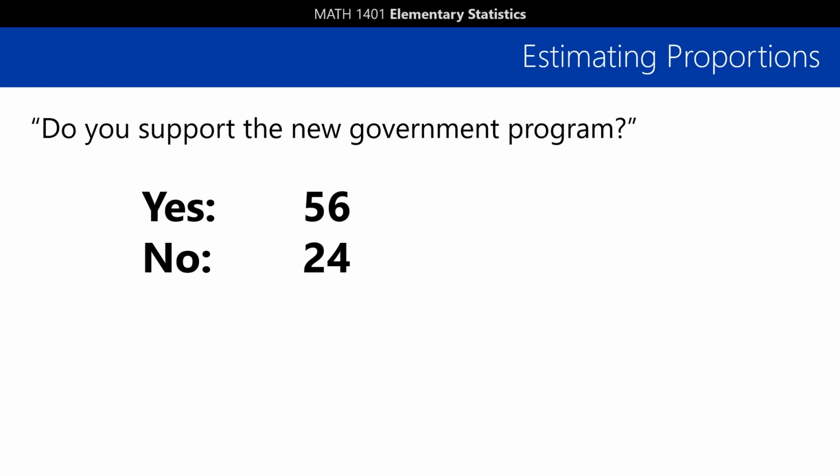Out of the 80 people you surveyed, 56 of them said yes, and the other 24 said no. You divide your number of yeses by the sample size of 80, and you find that comes out to 70% of your respondents supporting the program. That is, your sample proportion, p hat, is 0.7.